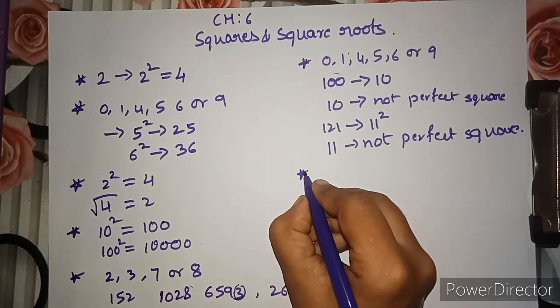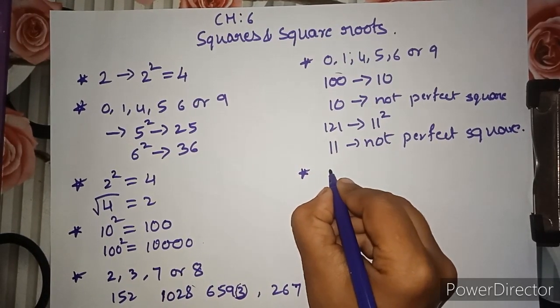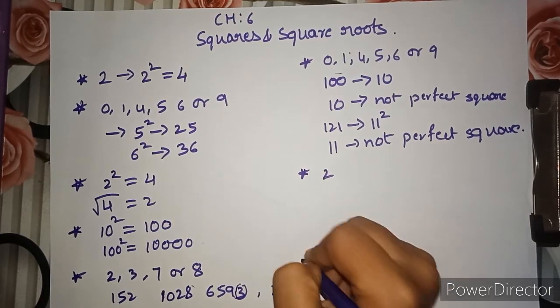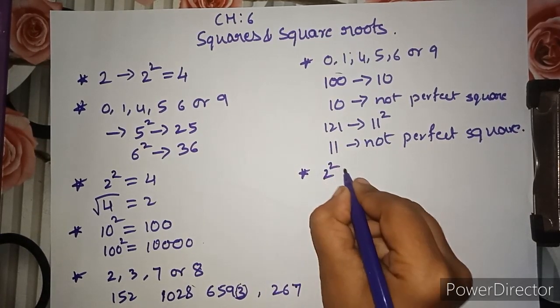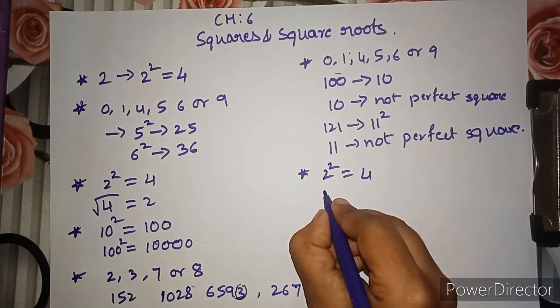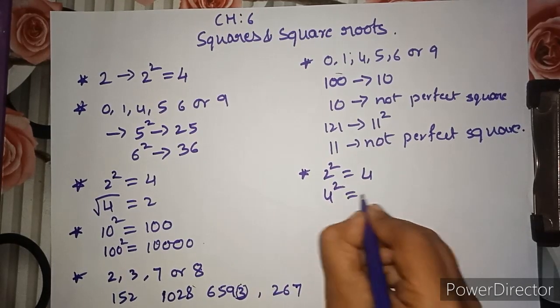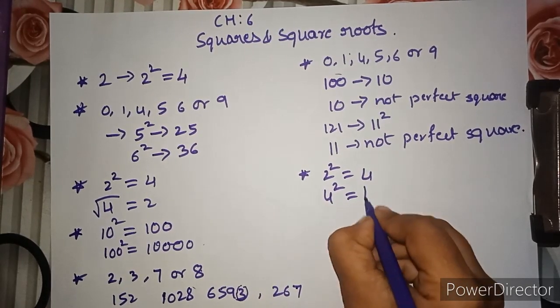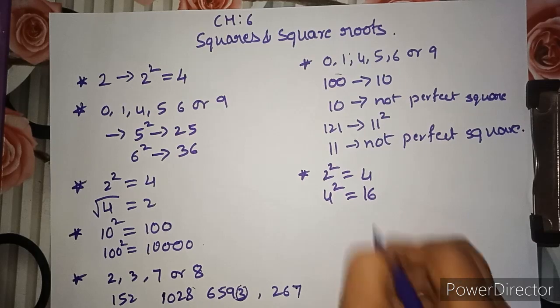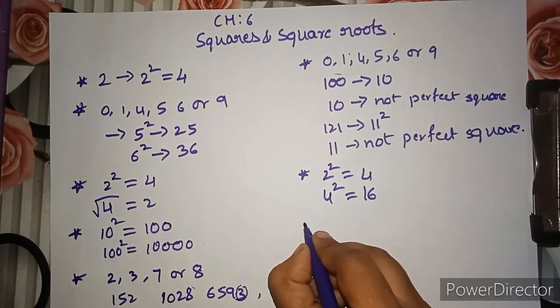Next property: the square of an even number is even. 2 is an even number; its square is 4, which is also an even number. 4 is an even number; its square is 16, which is also an even number. This is one more property.